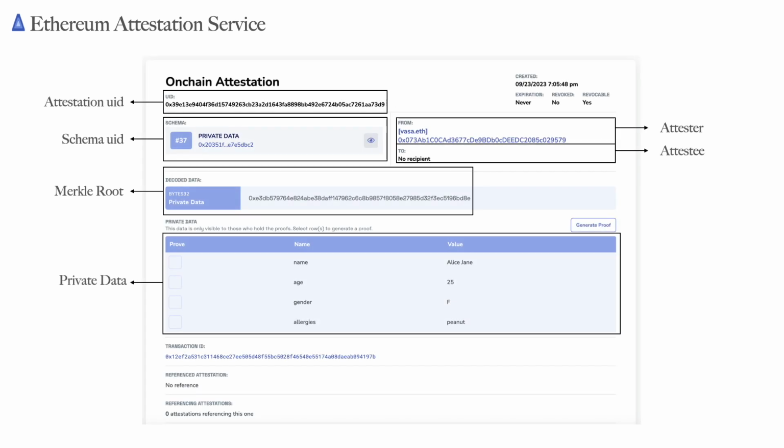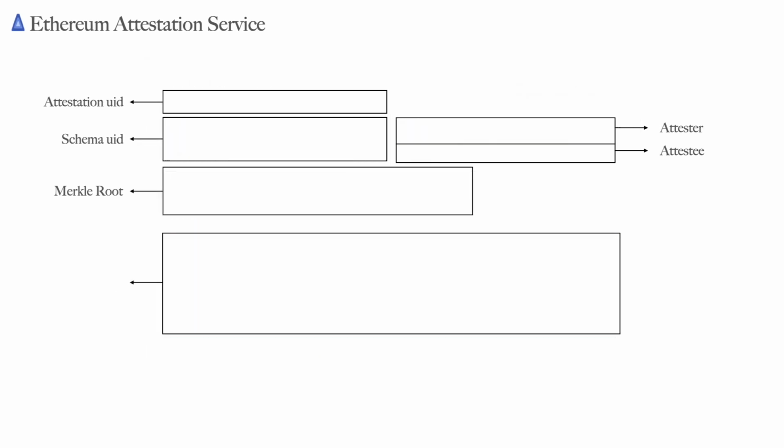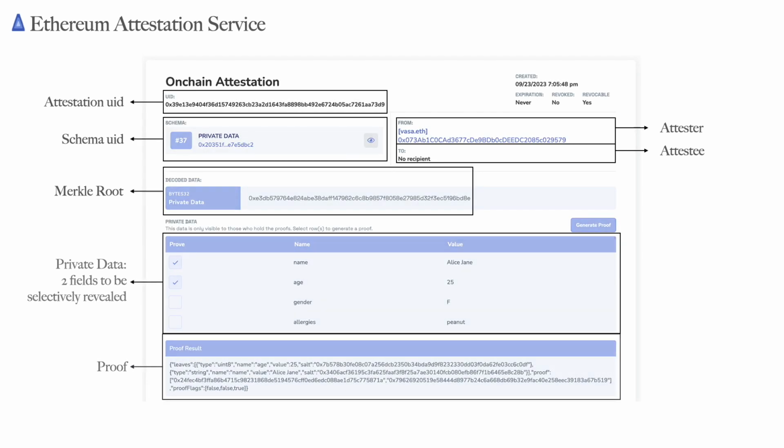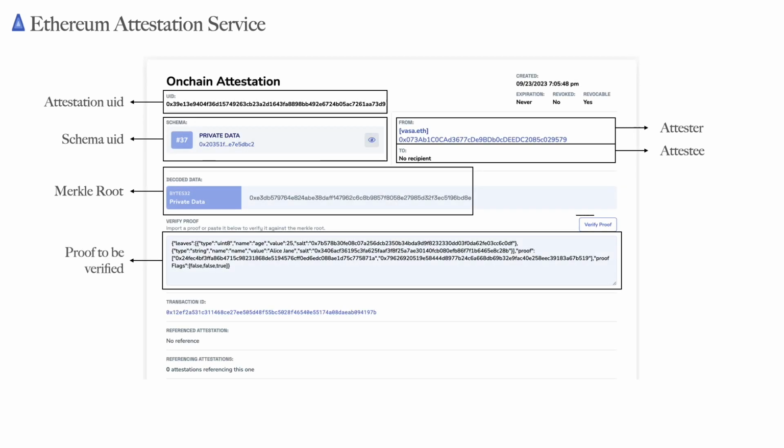The created attestation only contains the private data hash representing the Merkle tree root. Note that even though the attestation is created on-chain, this private data is only accessible to the original attester or those who have received and verified any proof of the data. Now, we want to selectively reveal the name and the age values from the private data. We will just check the respective boxes and generate the proof. Once your proofs have been generated, you can share them with individuals to verify your information.